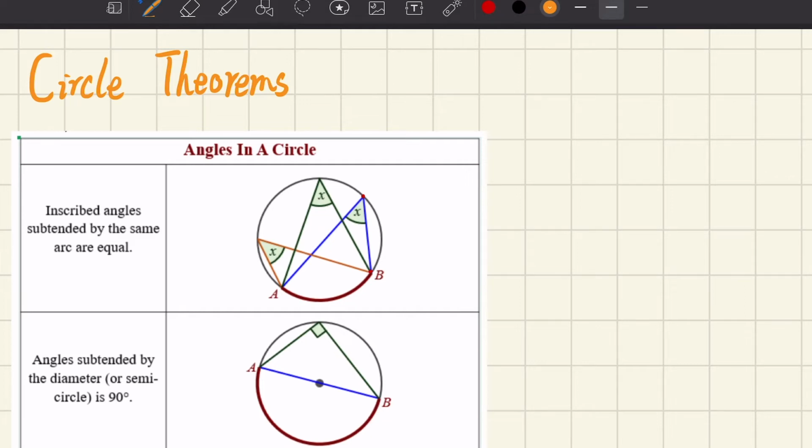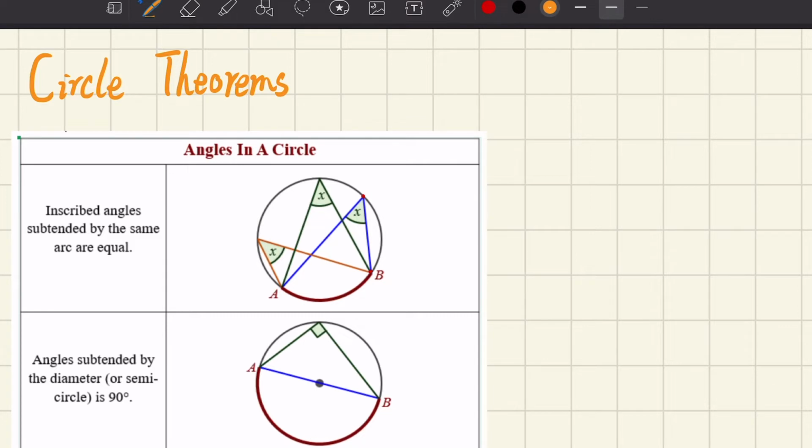In this video, I'm going to explain some basic circle theorems that you need to memorize or understand how to use. So the first one is the inscribed angles subtended by the same arc are equal. An inscribed angle is an angle whose vertex is on the circumference of a circle.